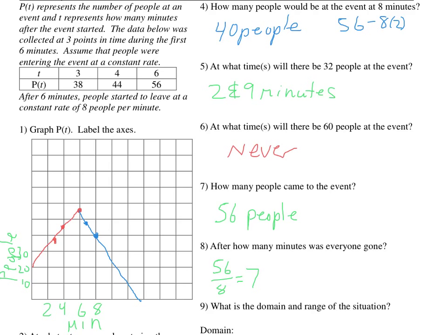So I have 6 minutes and then 7 minutes later, so I have 6 minutes plus 7 more. Does that look like 13 minutes? So that would be your answer, because at 13 would be when you are having 0 people left. Everyone's gone after 13 minutes from the beginning.